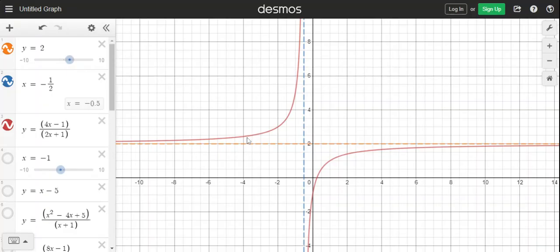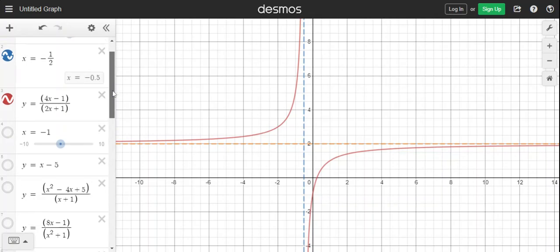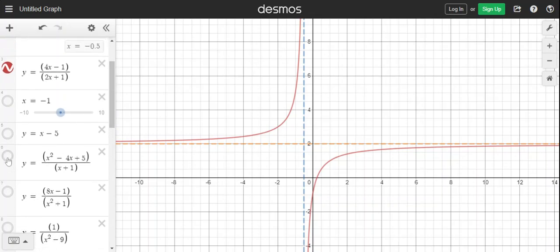As you see, the graph is approaching its horizontal asymptote on the left-hand side when x approaches negative infinity, and on the right-hand side when x approaches positive infinity, y approaches 2 from below, as you see here. So discussing other types of rational functions with different types of asymptotes, let's have a look at this other one.